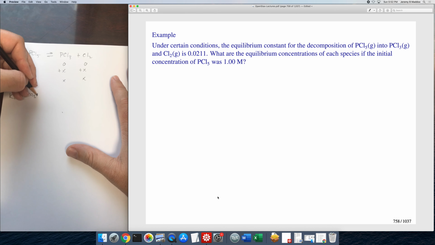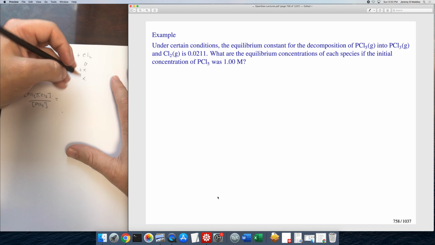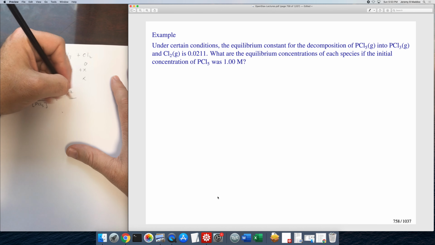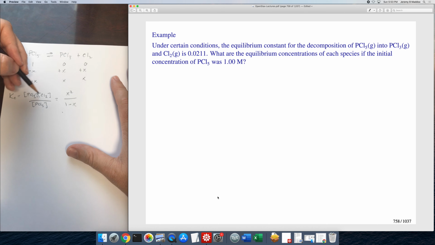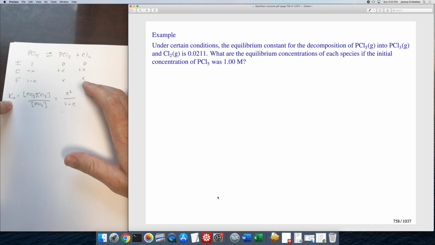Products over the reactants. Substitute in the equilibrium line. That's going to give us x squared over 1 minus x times x over 1 minus x. Unlike the last problem, which had a nice square in the numerator and the denominator, this problem doesn't have a square in the denominator, so we're going to be stuck solving the quadratic formula for this problem.